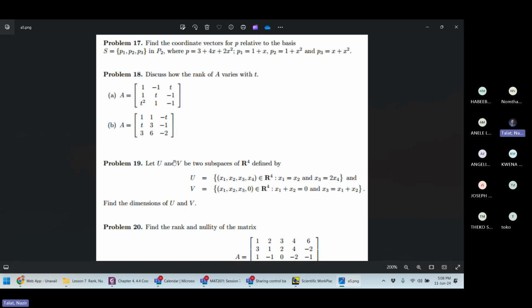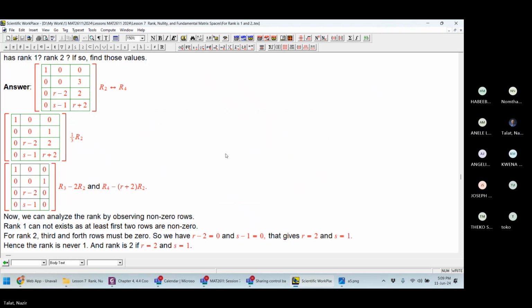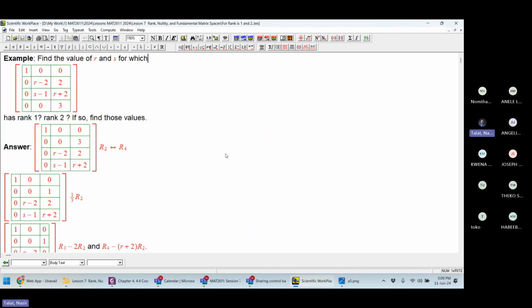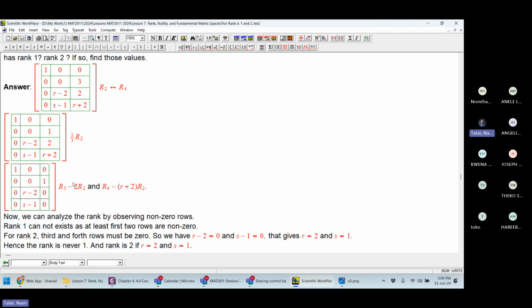Problem number 18: as I showed you in one example, apply the elementary row operation and then see what the rank of A is. Whether the rank is 1, 2, or 3, you can find out the values of t for the basis. For example, if there are two constants, the values r and s, apply the elementary row operation and then you can see what the rank is.